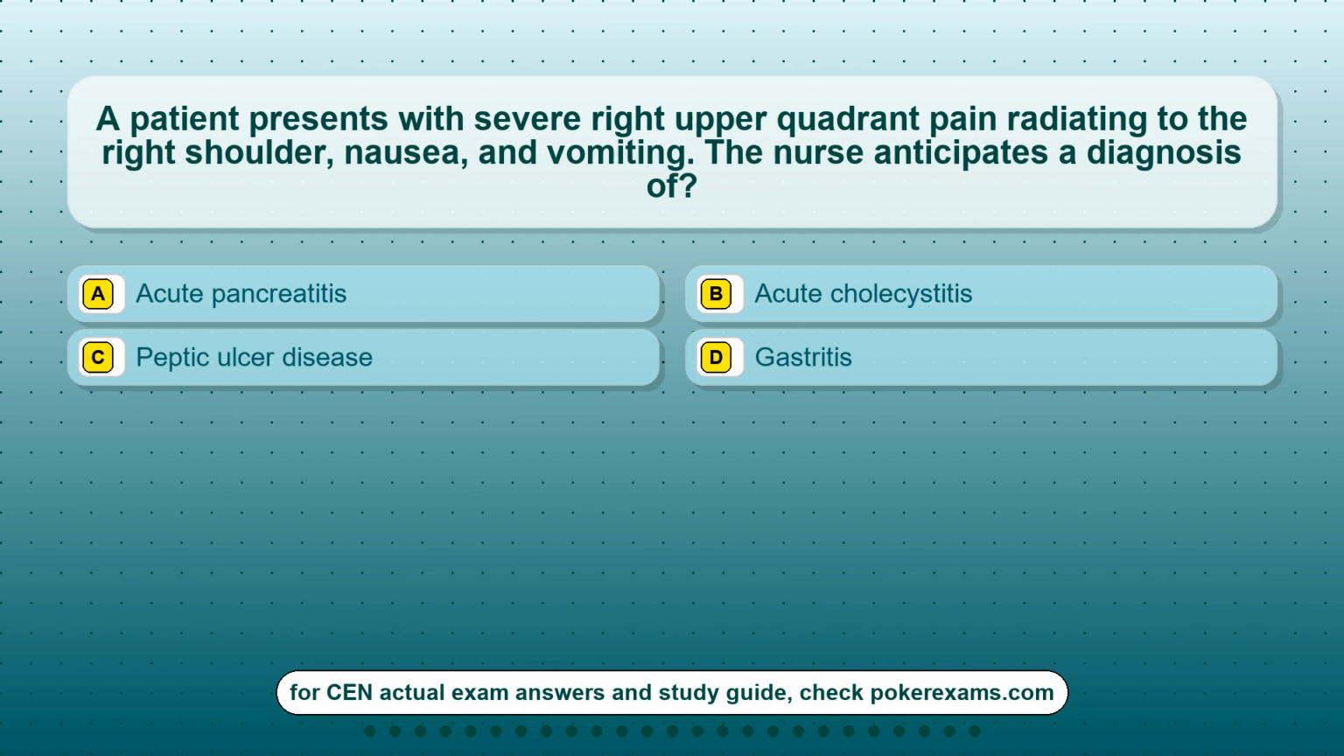Question 1. A patient presents with severe right upper quadrant pain radiating to the right shoulder, nausea, and vomiting. The nurse anticipates a diagnosis of Option A, acute pancreatitis. Option B, acute cholecystitis. Option C, peptic ulcer disease. Option D, gastritis.